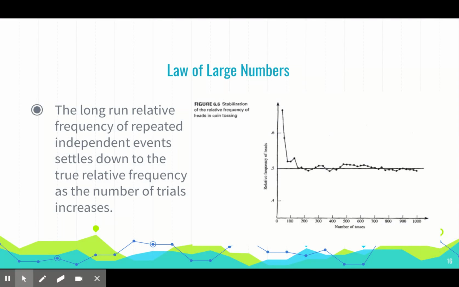Lastly, the law of large numbers. The long-run relative frequency of repeated independent events settles down to the true relative frequency as the number of trials increases. For example, this figure shows the stabilization of the relative frequency of heads in a coin toss. So the probability or relative frequency of getting a heads is 1/2 or 50%. The more I roll or toss my coin, the closer it will get to 50%, the more coin tosses I do.